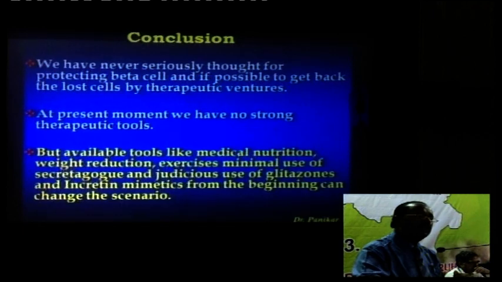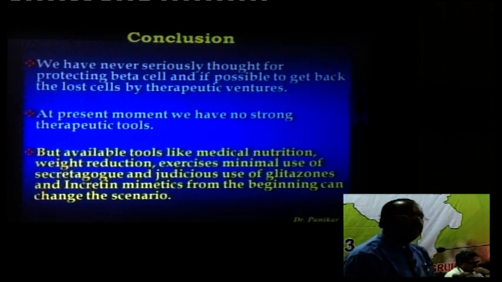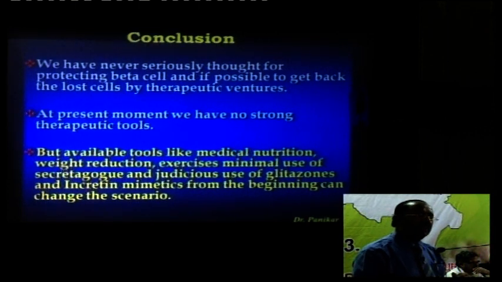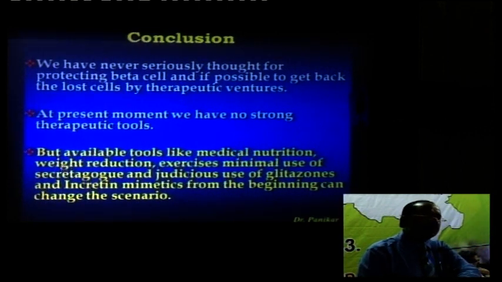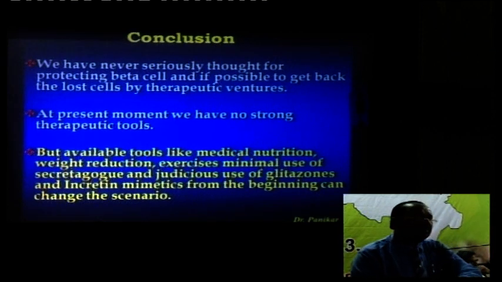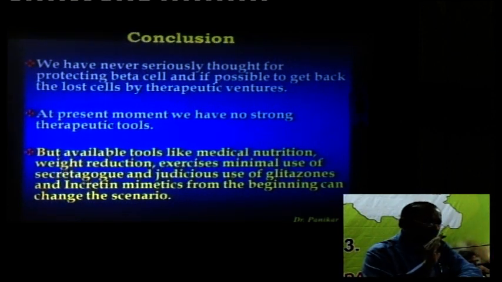To conclude, we have never seriously thought of protecting the beta cells, and if possible, of getting back the lost cells by therapeutic ventures. At the present moment, we have no strong therapeutic tool. But available tools like medical nutrition, dieting, weight reduction, exercise, minimal use of secretagogues, judicious use of glitazones and incretin mimetics from the beginning could possibly change the scenario.